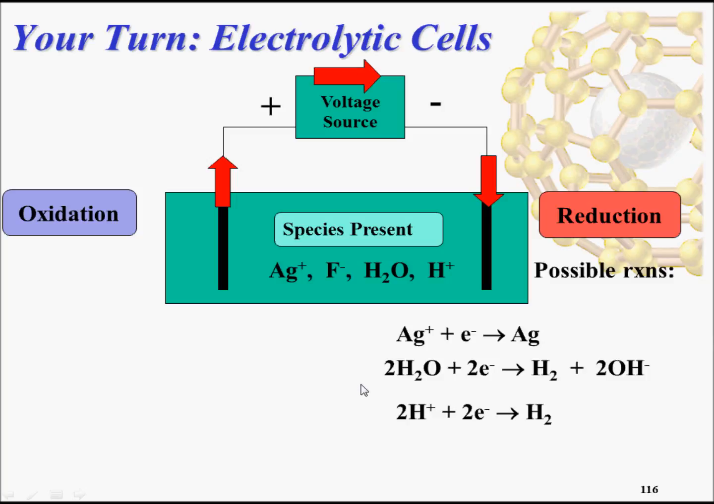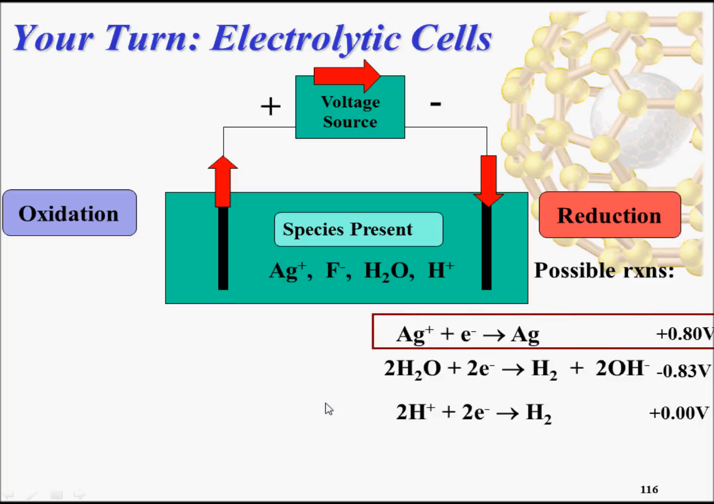So who's going to win? Well, we look at the standard reduction potentials, looking them up on our chart. And again, we've written this in terms of reduction. And so our rule is the more positive value wins. So in this case, we actually see the silver wins. So we actually would be forming some solid silver. So in this case, when we ran this, we would be silver plating this electrode. We would get some solid silver forming on the outside of that. It'd be a way to silver plate something.